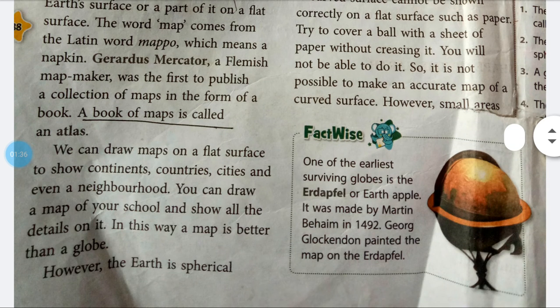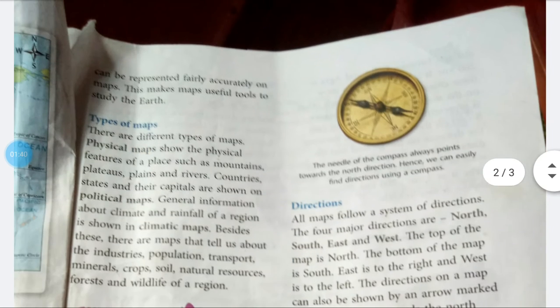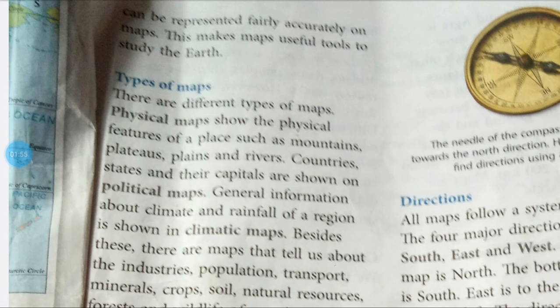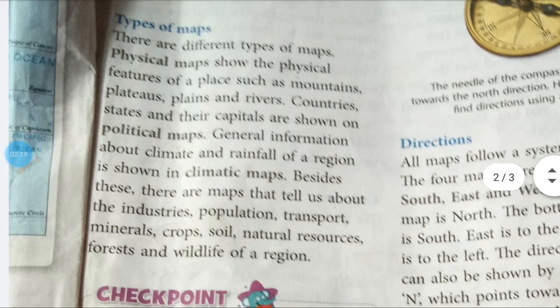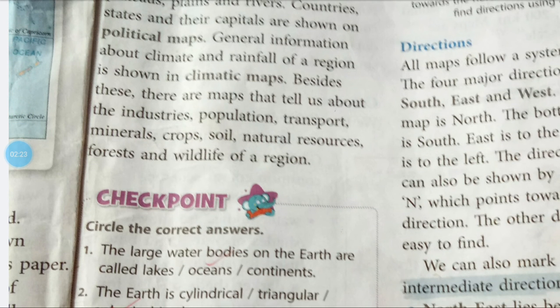However, small areas can be represented fairly accurately on maps. This makes maps useful tools to study the Earth. Types of maps. There are different types of maps. Physical maps show the physical features of a place such as mountains, plateaus, plains, and rivers. Countries, states, and their capitals are shown on political maps. General information about climate and rainfall of a region is shown in climatic maps. Besides these, there are maps that tell us about the industries, population, transport, minerals, crops, soil, natural resources, forests, and wildlife of a region.